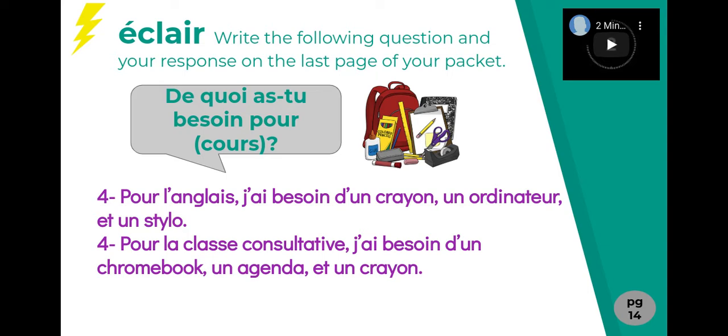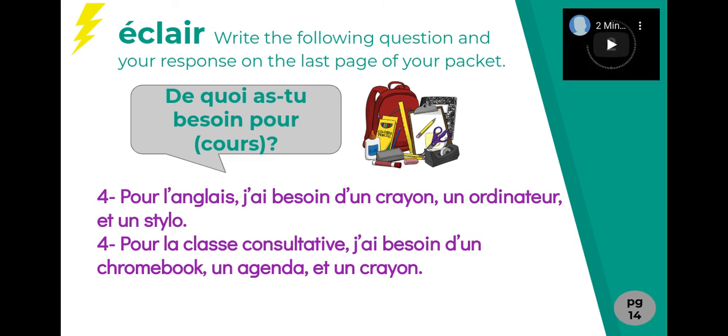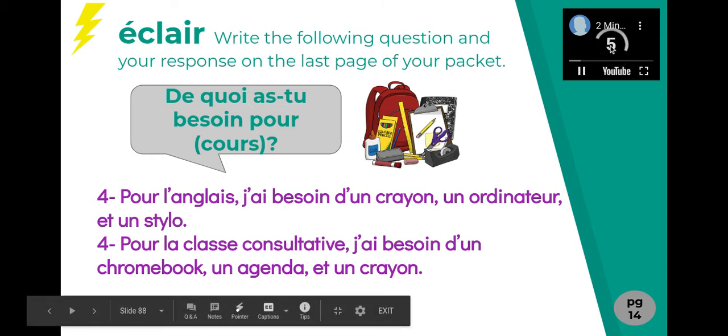So, you're going to write the question and your response for de quoi as-tu besoin pour, and then you can pick a class. So what do you need for the class? And then you're going to answer, and let's try doing one of the 4 answers so that way you remember how to get a 4. So we're going to have 2 minutes to write the question on your list of speaking questions and answers. What do you need for? And then pick a class, and then you're going to write your answer for that class. Vous avez 2 minutes.